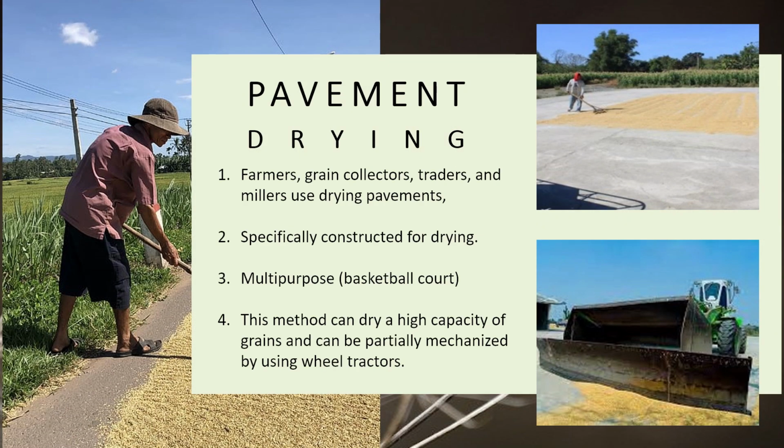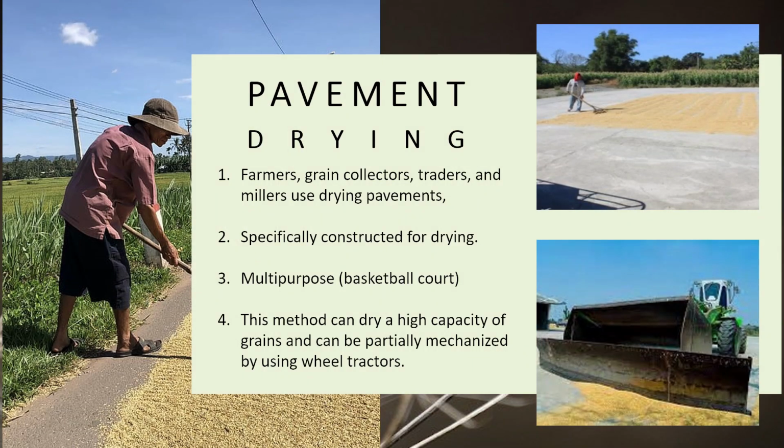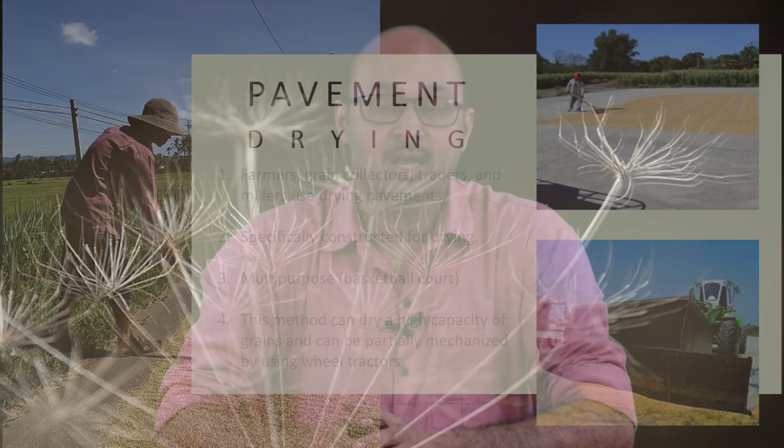Then another is the pavement drying. The farmers, grain collectors, traders and millers use drying pavements. Drying pavements are basically stone or brick structures on which we dry our products. These pavements are specially constructed for drying, and these are multi-purpose also. We can use a basketball court or badminton court as the pavement for this pavement drying technology.